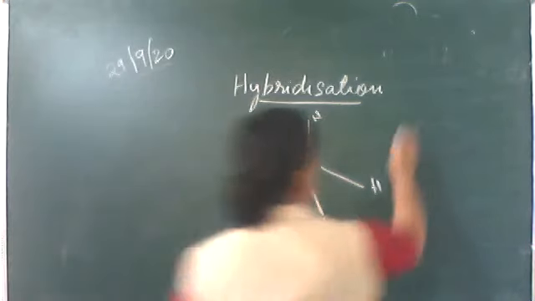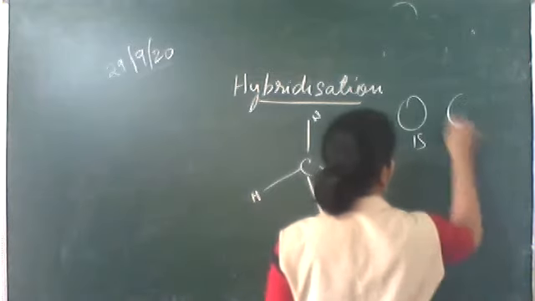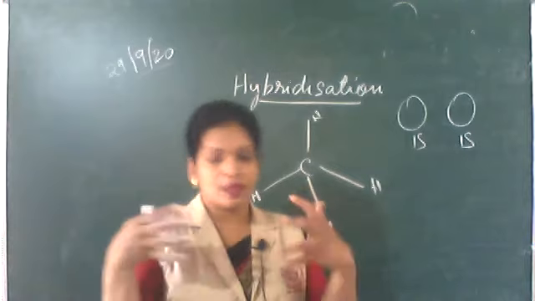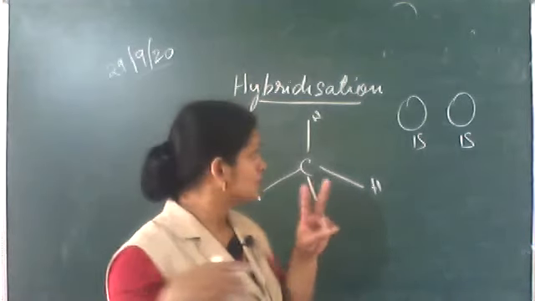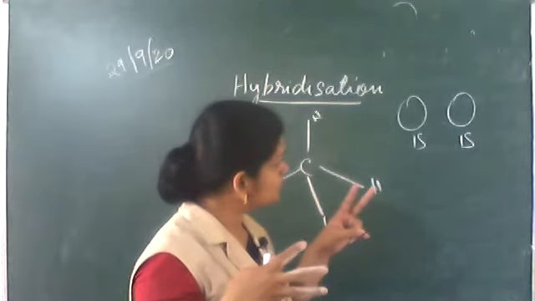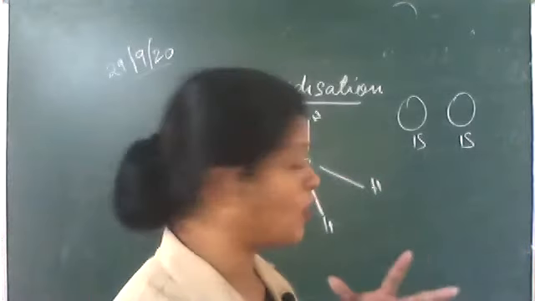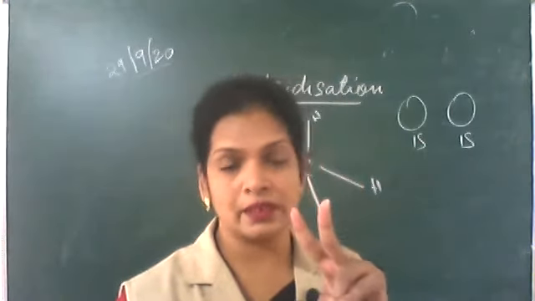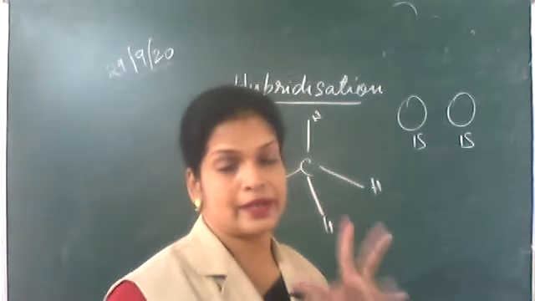Yesterday we saw the 1s orbital of hydrogen, which has 1 electron, and the 1s orbital of another hydrogen, which also has 1 electron. They overlapped, and in that new bond formed, there are 2 electrons.